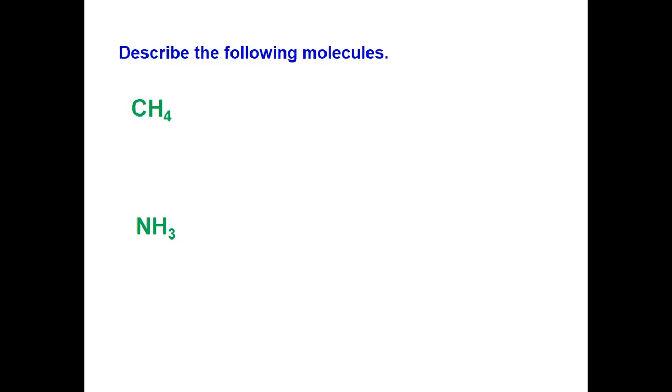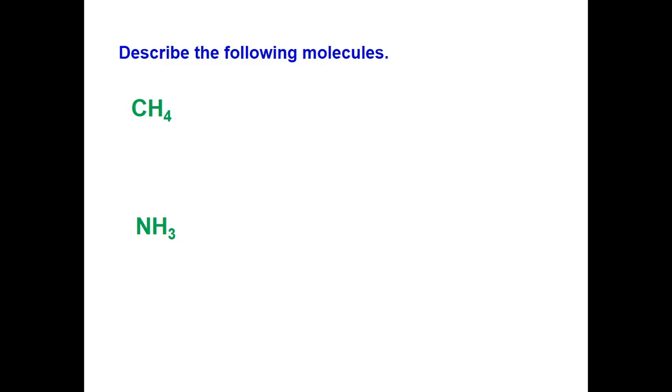I want to make sure I'm clear on this. When we talk about hybridization, we're talking about the hybridization of the central atom. The central atom, remember, is the atom to which all of the other atoms are attached. You will find in certain molecules that there's more than one center atom. But for our purposes here, I will specify for you which atom you'll need to describe the hybridization for.